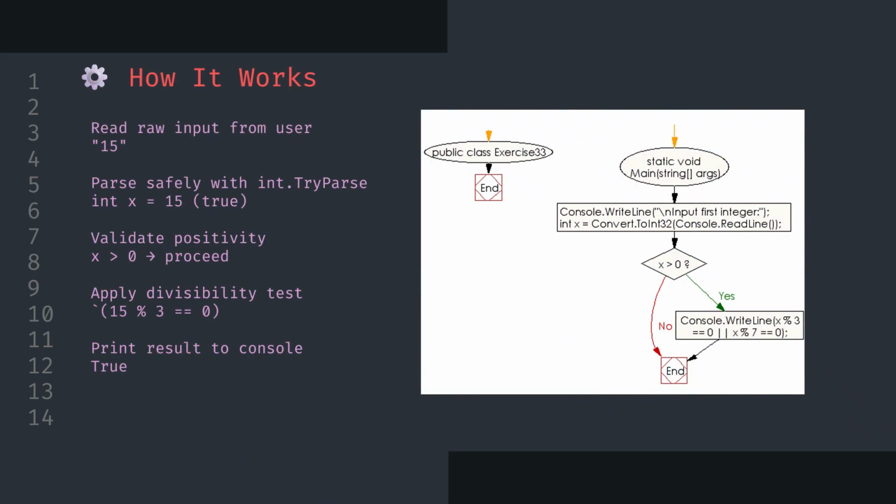Step by step, we read the input string, attempt to parse it into an integer, validate it is positive, then evaluate the divisibility boolean and print it. The algorithm runs in constant time. Only a handful of arithmetic and logical operations, and it uses constant memory. This makes it safe to use even in tight loops or repeated checks.